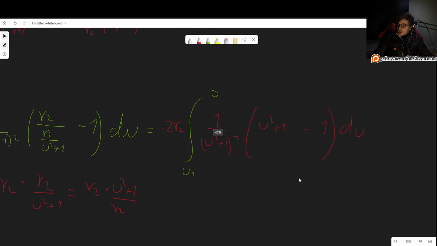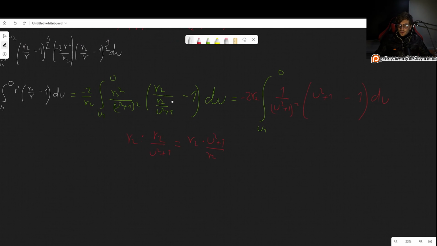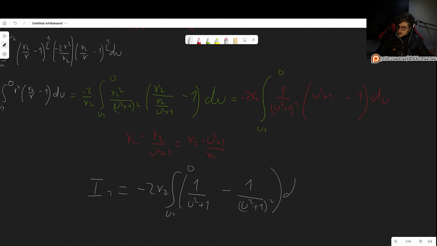Okay, now we could go ahead and simplify these two things, but don't be so quick, because in this case, it's actually better not to do that just yet. So let's rewrite this. So this is R2, integral from u1 to 0. And now let's multiply through. So we get this and this, which cancel each other out partially. So we get 1 over u squared plus 1, and no longer squared. And then minus 1 divided by u squared plus 1 squared du.